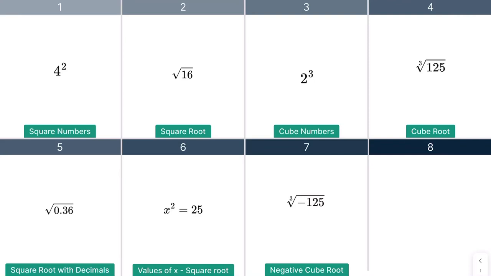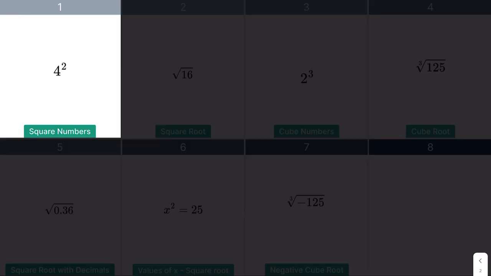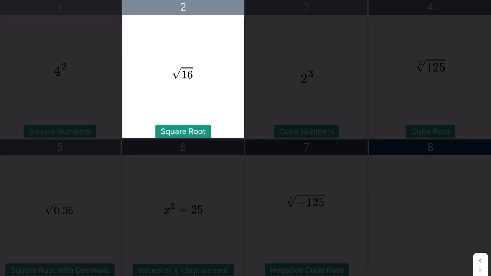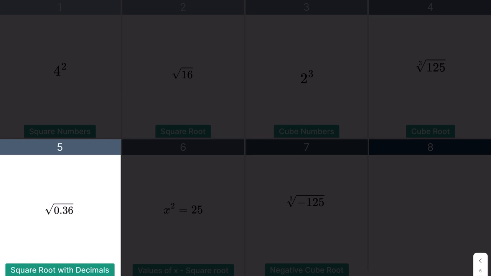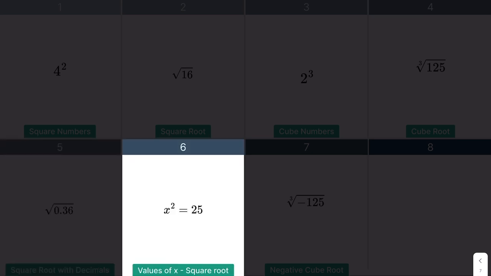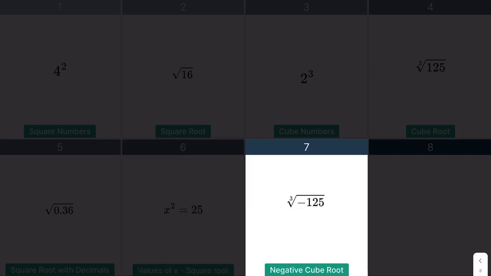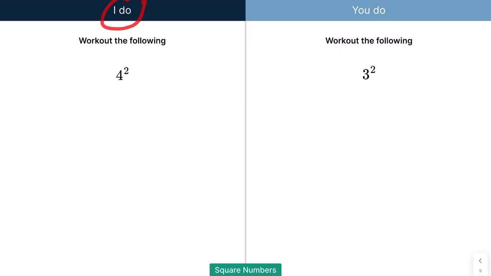Squares, cubes, and roots is what we're going to look at in this video. It's split into 7 parts. We're going to start off by looking at square numbers, then square root, and then cube numbers, and then cube root, and then looking at decimals inside a square root, and then how do you find the values of something like this, and then negative cube roots. The way my videos work, I'm going to do the example on the left, which is I do. You are then going to press pause and have a go at the example on the right, which is you do. And at the bottom of the slide, you can see the type of example it is.